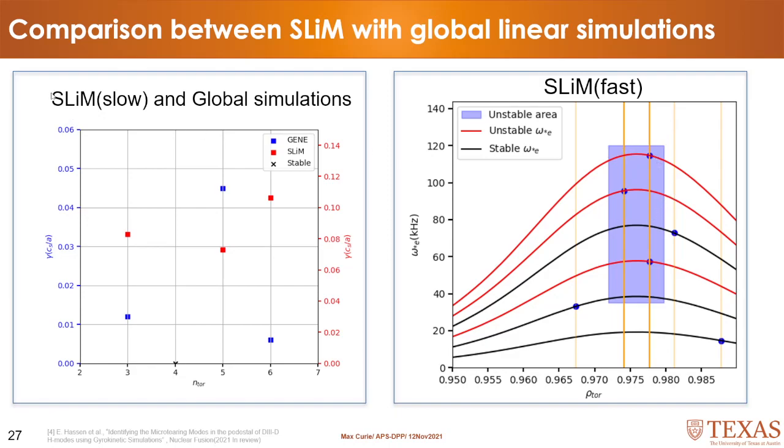And we'll also calculate dispersion relations using the reduced model, marked as red dots, to compare with the gyrokinetic simulation using GENE, marked as blue dots. Both predicted that n equals 3, 5, and 6 are unstable, while 4 is stable.